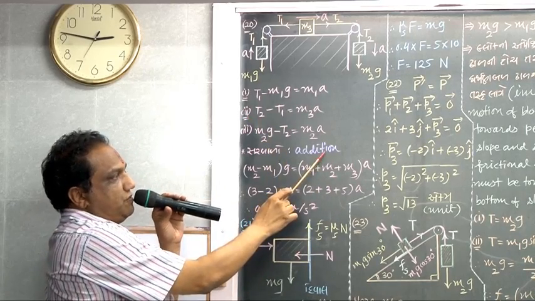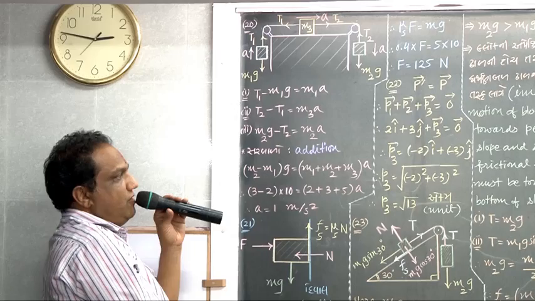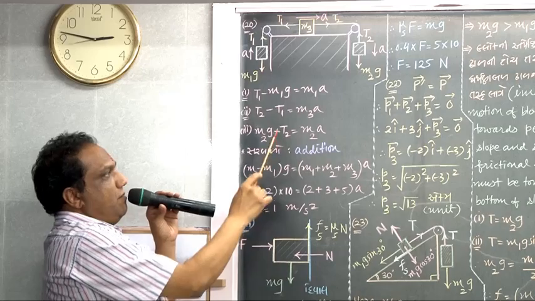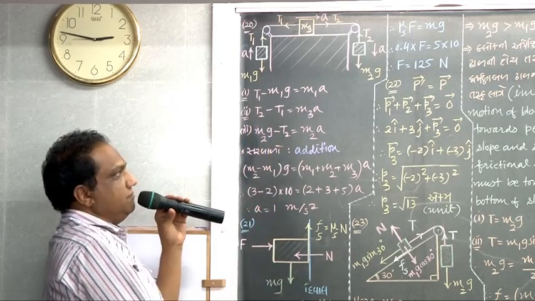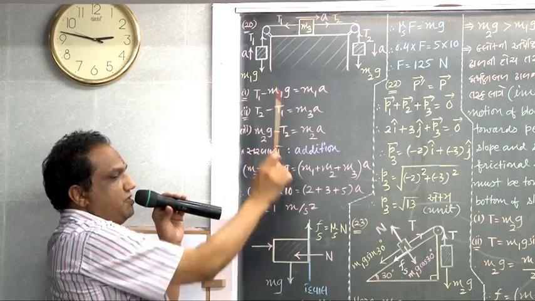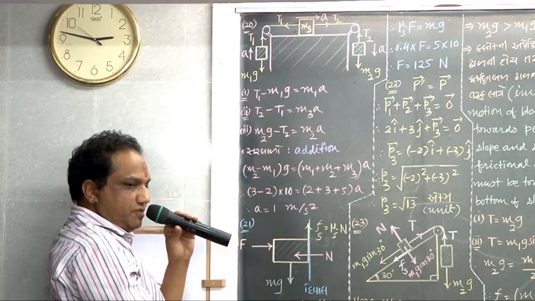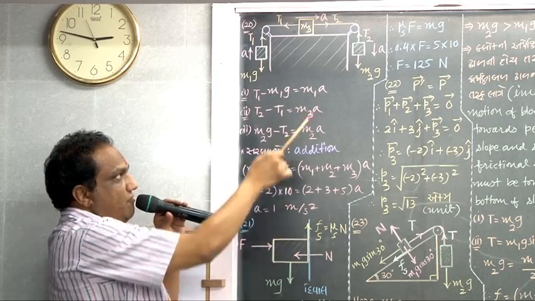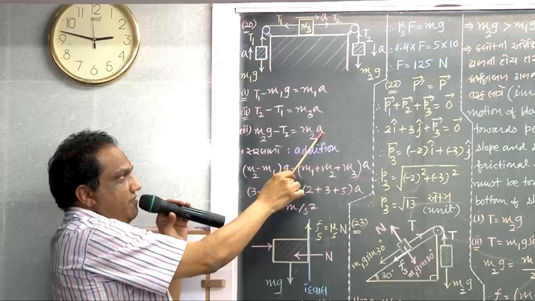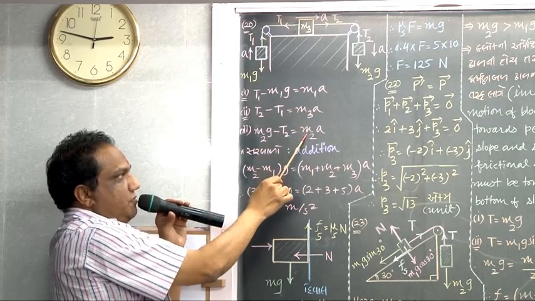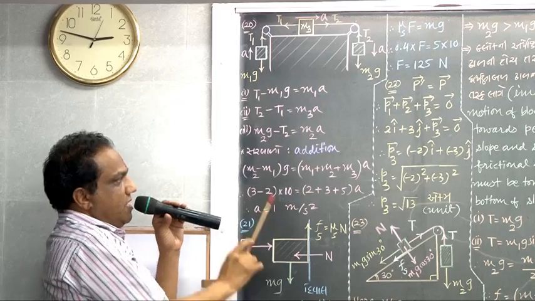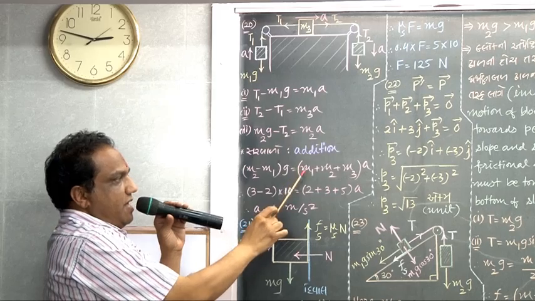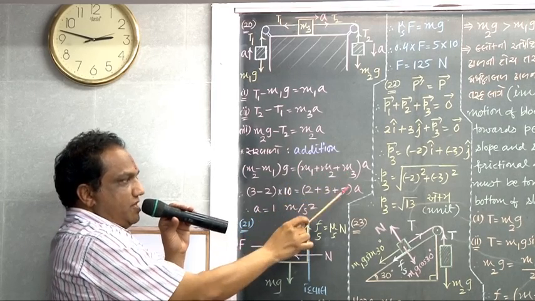Now just make addition of all this. When you make addition, look here, minus T1 plus T1 will cancel. Minus T2 plus T2 getting cancelled. m2g minus m1g. So g is taken common, inside the bracket m2 minus m1. When you take addition on right hand side, and if a is taken common, then (m1 plus m2 plus m3) into a. m2 is 3 kg, m1 is 2 kg, g value they have given 10 meter per second square, m3 is 5 kg.